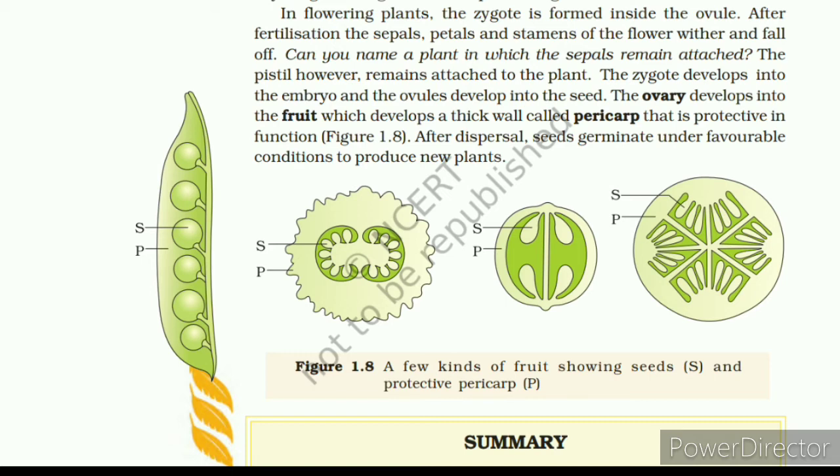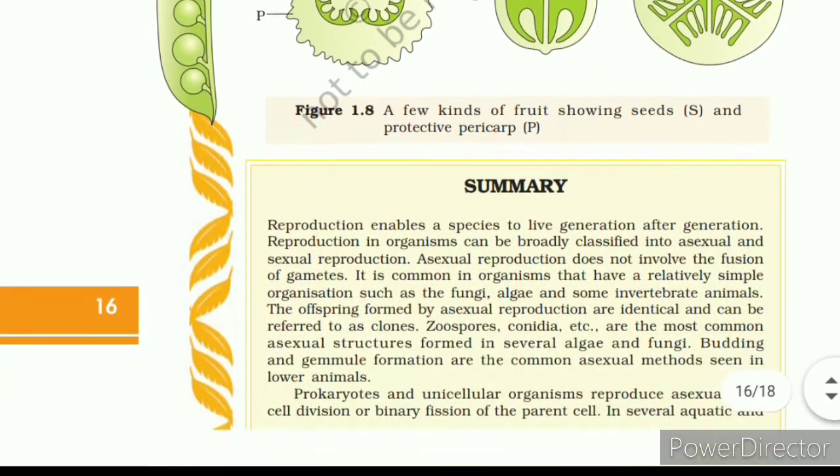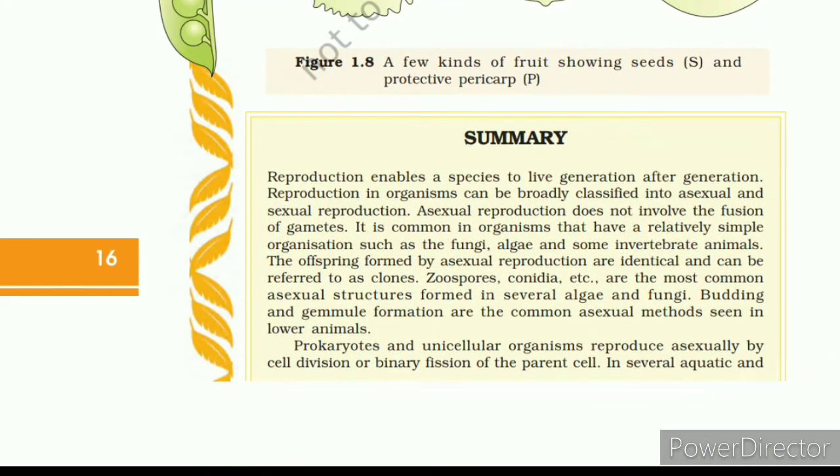Prokaryotes and unicellular organisms reproduce asexually by cell division. In several aquatic and terrestrial species of angiosperms, structures such as runners, rhizome, suckers, tubers, offset, etc. are capable of giving rise to new offspring. This method of asexual reproduction is generally referred to as vegetative propagation. Sexual reproduction involves the formation and fusion of gametes. It is a complex and slower process as compared to asexual reproduction.